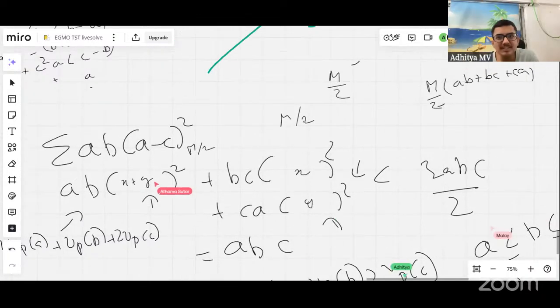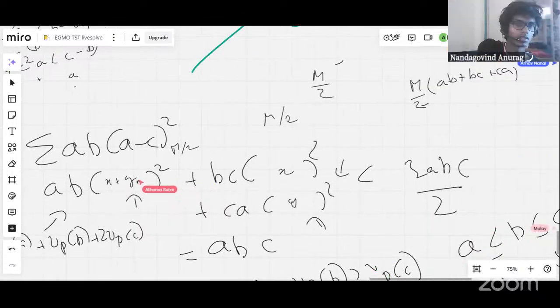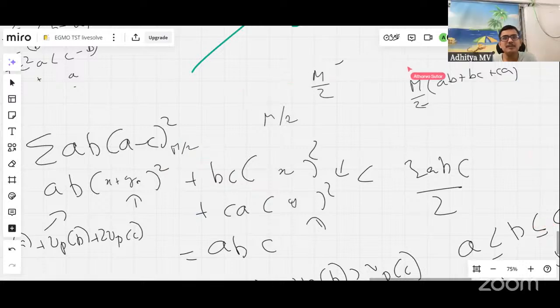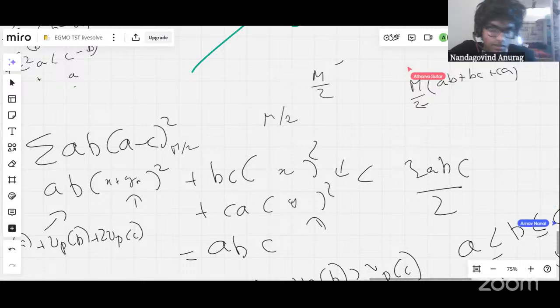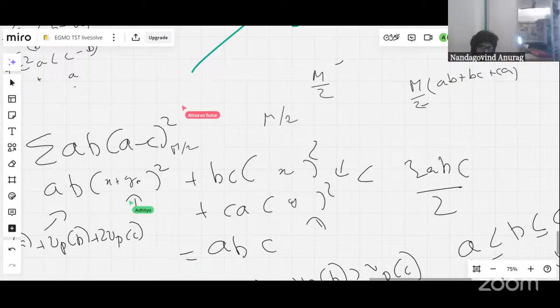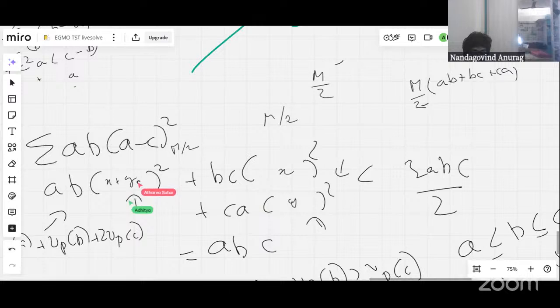Actually root M by 3 is a weak bound, because if x plus y is root M by 3, then x and y both have to be large. If x plus y is too large, then AB times x plus y whole square is roughly a third, so one of the other two terms has to be large as well. You need to look at the largeness together. No, it should be x plus y. It's c minus a.